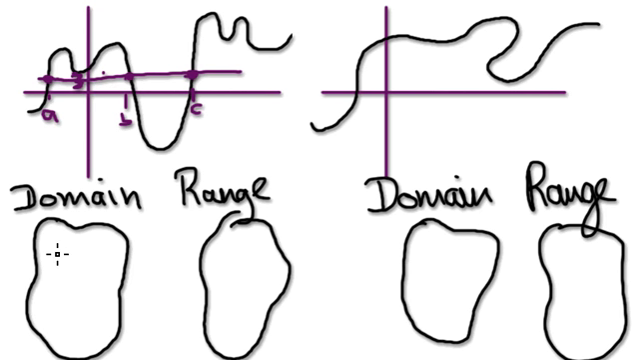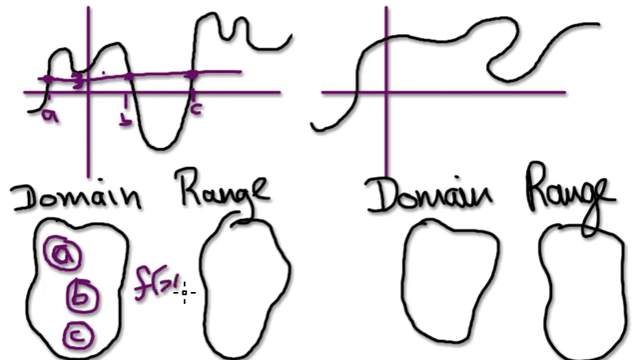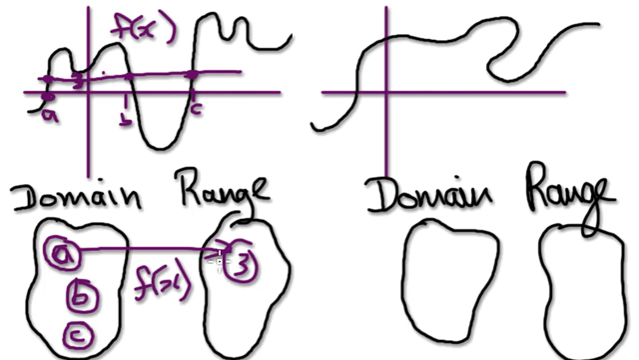This is just another way of visualizing it. Here you've got A, so A is within the domain, and B and C. If you put A into the function f of x, it will take you to 3. So it gets mapped to 3.